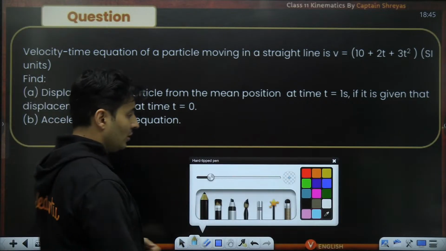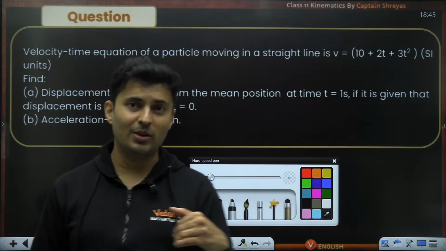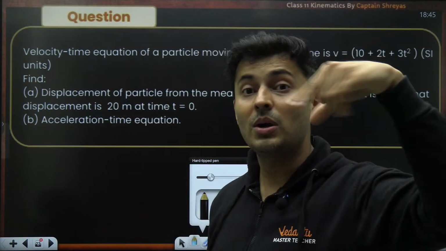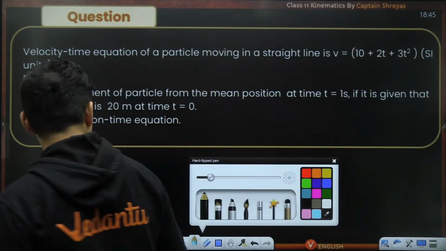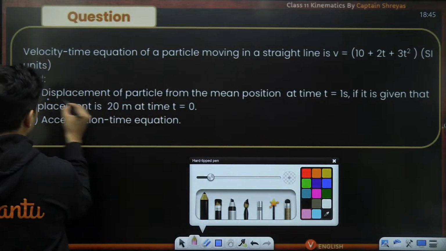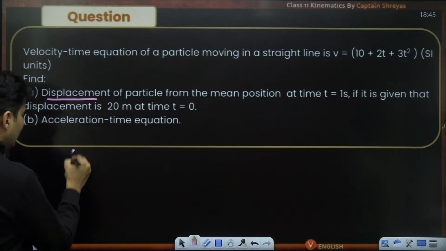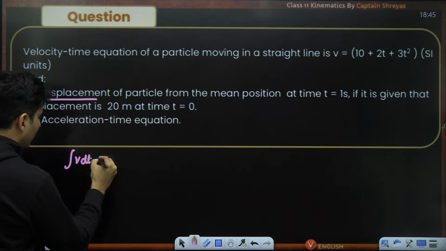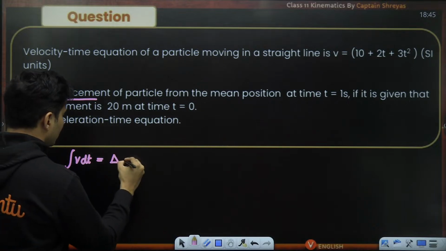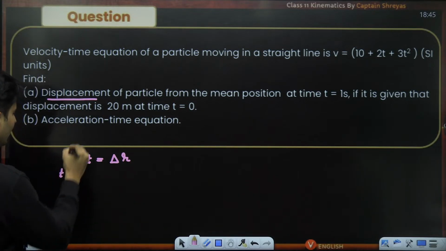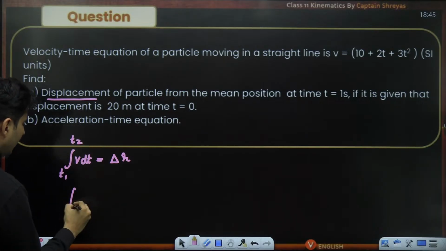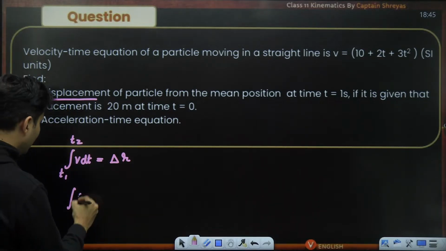Displacement is asked. So if displacement is asked from velocity, you need to go reverse. You have to do integration. So be careful. So displacement is asked. So integration of velocity with respect to time is nothing but the change in the position from t1 to t2. Okay, integration of velocity. Velocity is that big number.